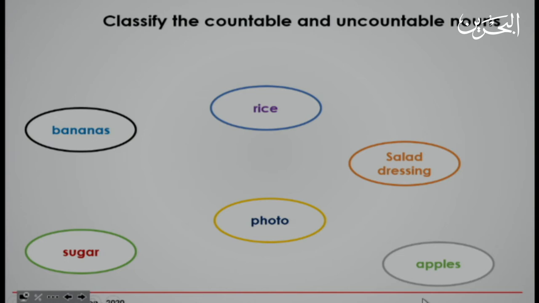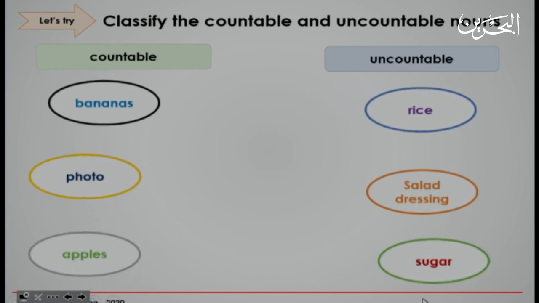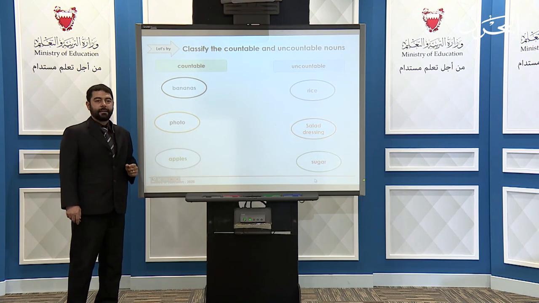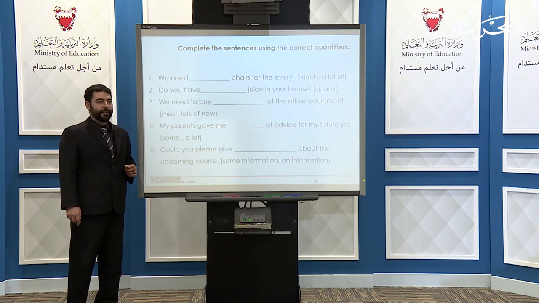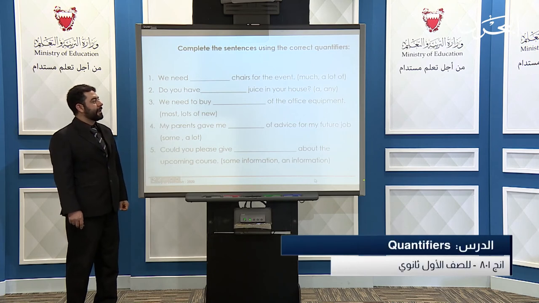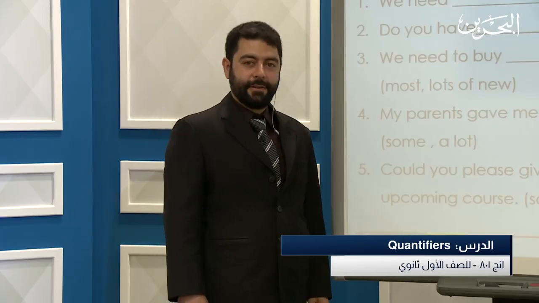Okay, let's check the answer. You see, bananas, photo, apples are all countable nouns, while rice, salad dressing, sugar are uncountable nouns. Well done. Second task, complete the sentences using the correct quantifiers. Let me read them for you.